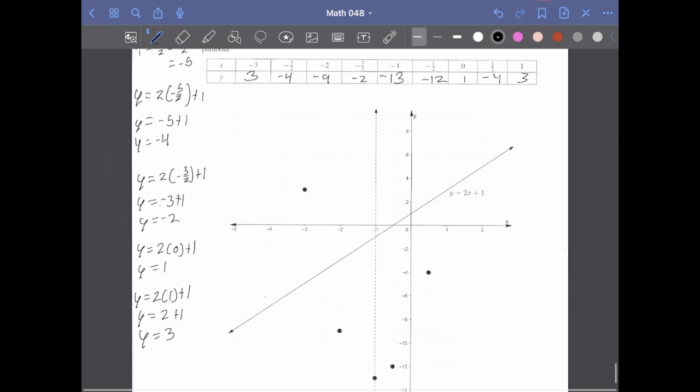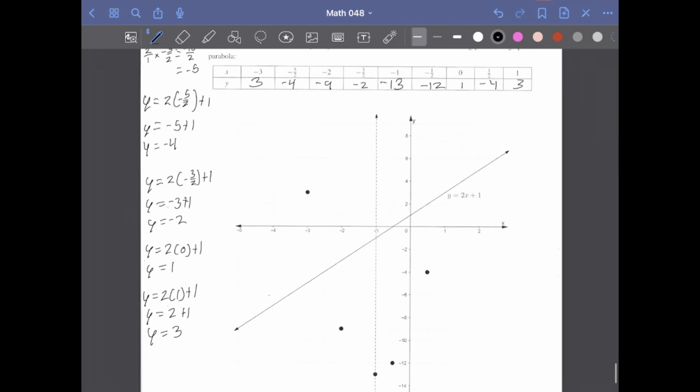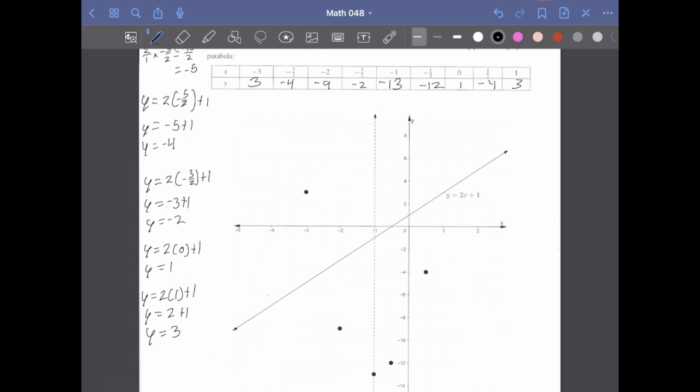Now we can plot the missing points. The first missing point is negative 5 over 2. Just convert that to a decimal. That's negative 2.5, right there. And then x is negative 5 over 2, y is negative 4, so plot the point right here. Next point is negative 3 over 2. 3 divided by 2 is just 1.5. So it's negative 3 over 2, that's right here. And then y is negative 2, so right here.